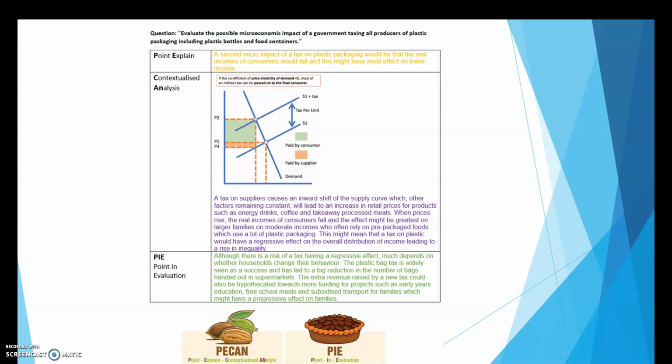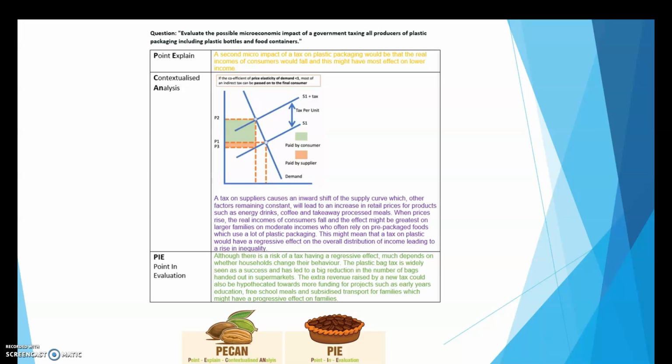So although there's a risk of a tax having a regressive effect, much depends on whether households change their behaviour. The plastic bag tax is widely seen as a success and has led to a big reduction in the number of bags handed out in supermarkets. So in terms of this, people may not necessarily pay more for plastic bags. They might reduce the number that they buy. In addition, the extra revenue raised by a new tax could also be used towards funding projects such as early years education, free school meals, and subsidised transport for families, which would have a progressive effect on families.